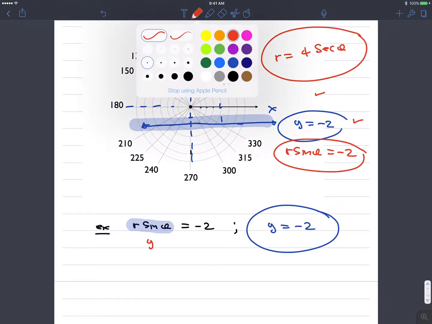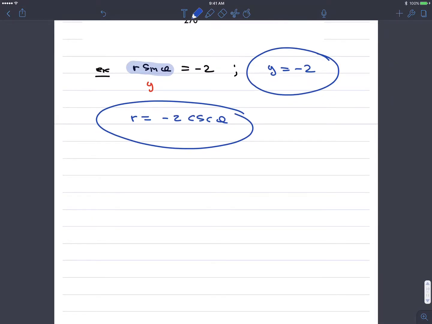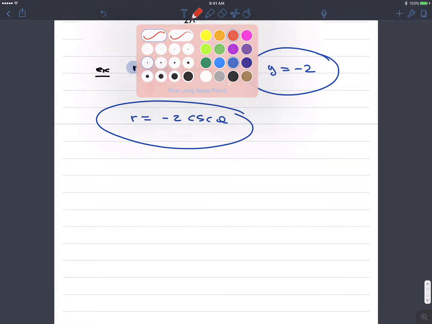By the way, another note. They could have said r here is -2, oh what? Cosecant theta. Is that true? Is that the same equation? Yes. So if they would have given you this to begin with, r is -2 cosecant theta, you go, oh my God, what is this, right?